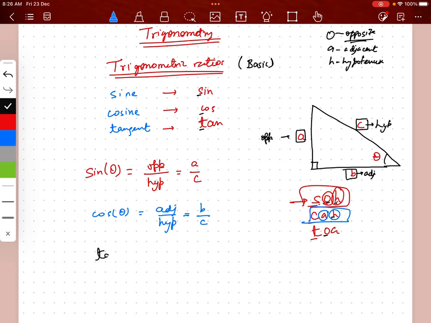Tangent. So tan of the angle theta, that will be basically, tangent is what? Tangent is opposite over adjacent. Let's write this thing just as a formula, okay? This is like a formula for the ratio. And so what is the opposite side? Opposite is like A. And what is the adjacent? Adjacent is B. So that's A over B, okay? So this is how we can say.